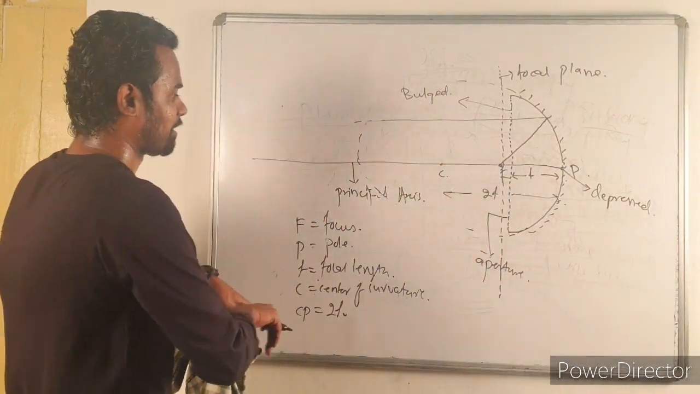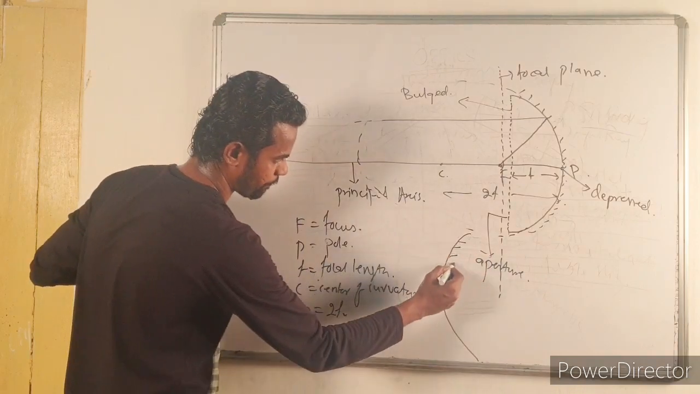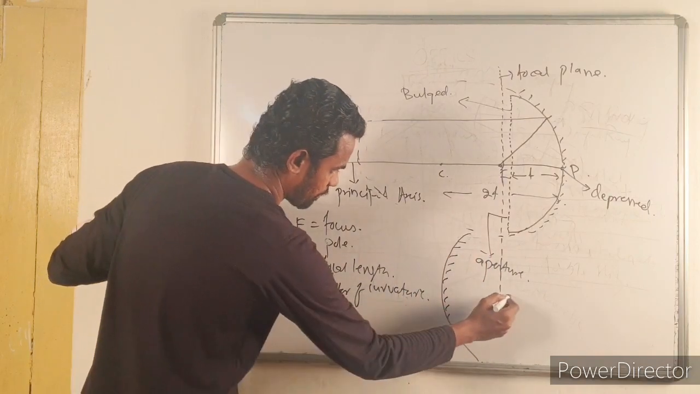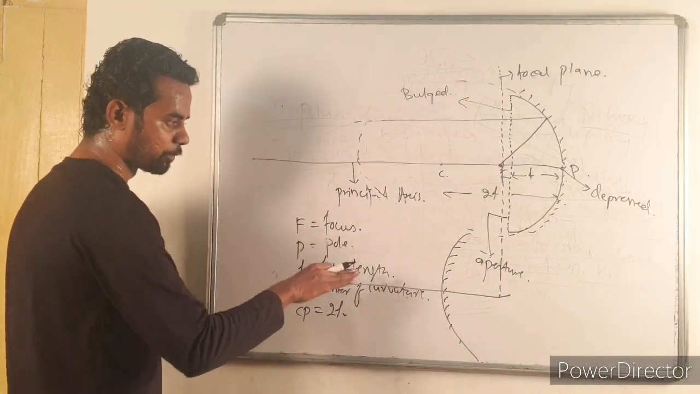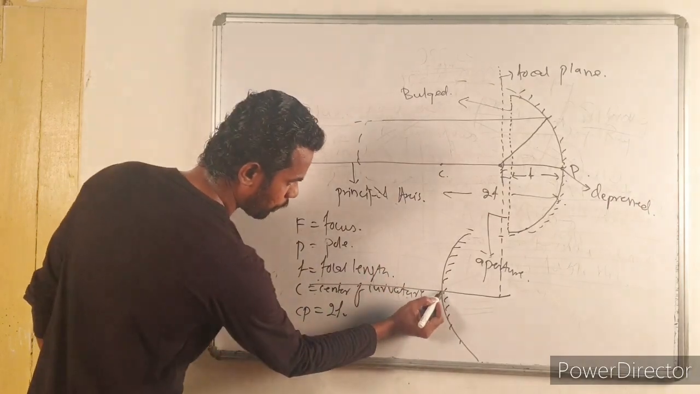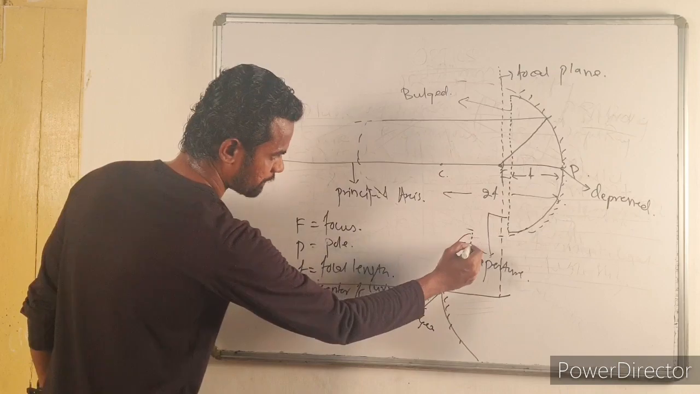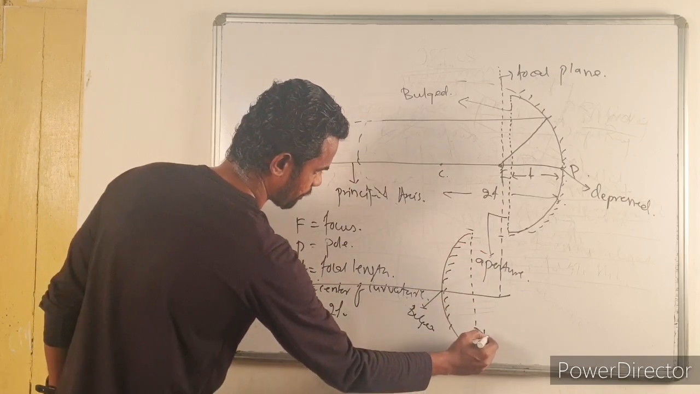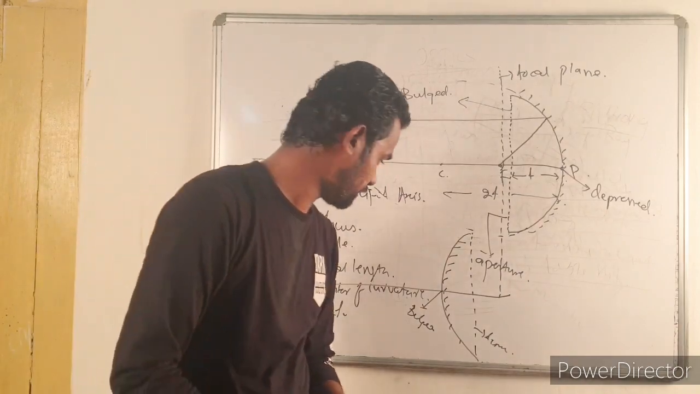And similarly, a convex mirror is defined as the mirror in which, if we see from the reflecting side, the pole is bulged and the aperture is depressed. Right. Very simple layman definition.